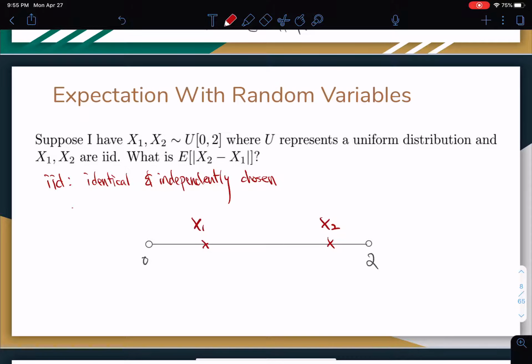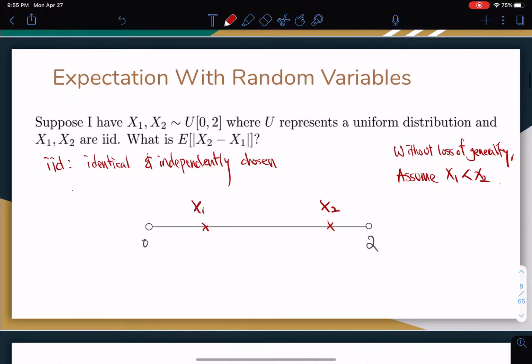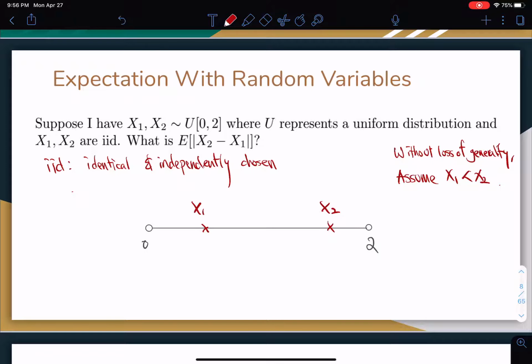Let's just assume for simplicity that x1 is less than x2. This is without loss of generality. Again, it's a term you'll see a lot. All it's saying is we can swap x2 and x1 around and it will give us the same result. So let's just assume that x1 is less than x2.